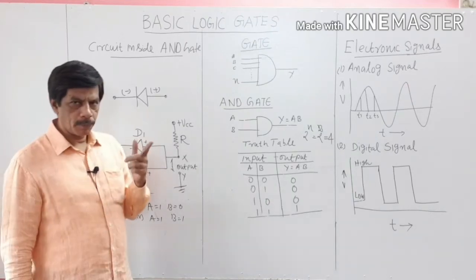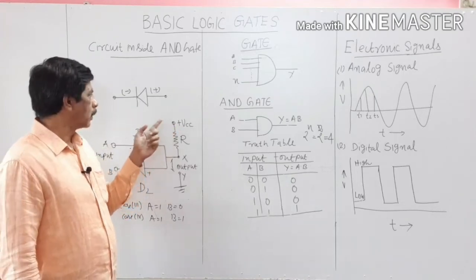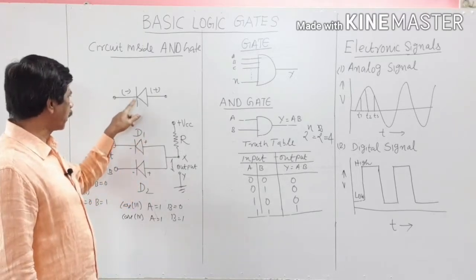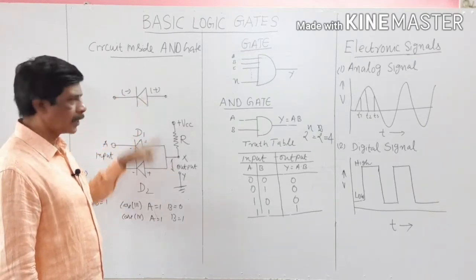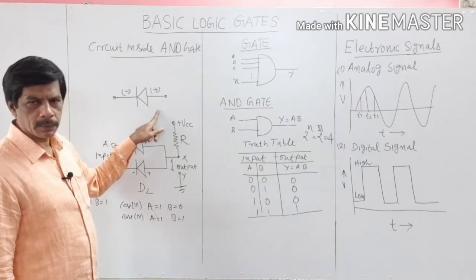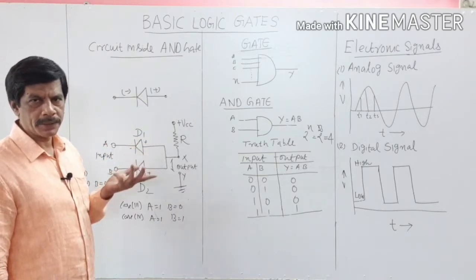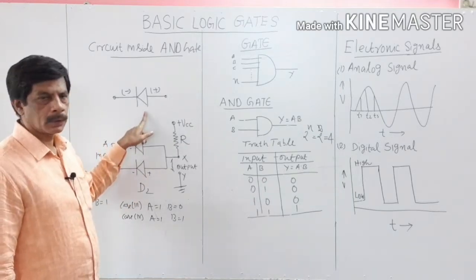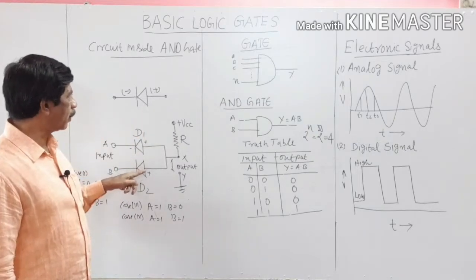When the diode becomes forward biased, it starts conducting, generating current. Now, change the polarity. Cathode is positive, anode is negative. Now this diode is in reverse bias mode. Under reverse bias mode, the diode is in a disabled condition. No current generation. This is the action of a diode. This diode is used for construction of the AND gate.